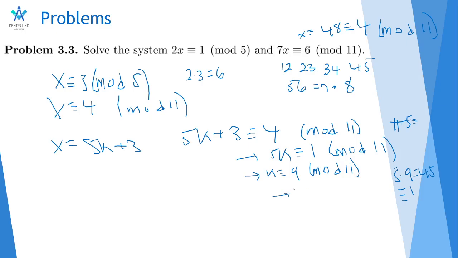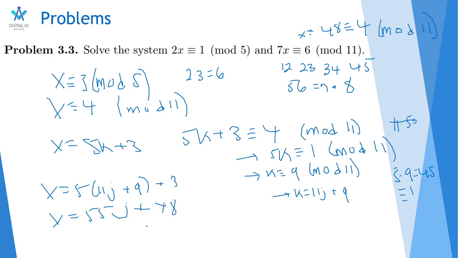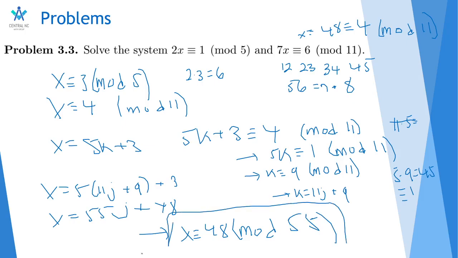So we can write k as 11j plus 9. And subbing it back here, that gives us x is equal to 5 times 11j plus 9 plus 3, which gives us x is equal to 55j plus 45 plus 3, so plus 48, which gives us the congruence solution. x is congruent to 48 modulo 55. And we have one more problem to cover before I end this lecture, and that is this problem.